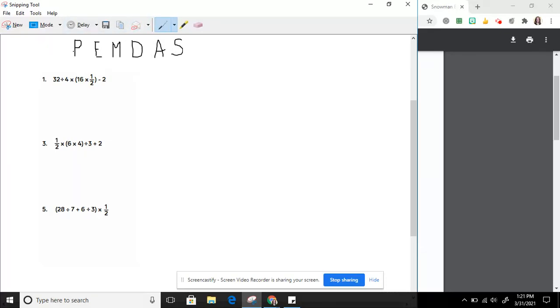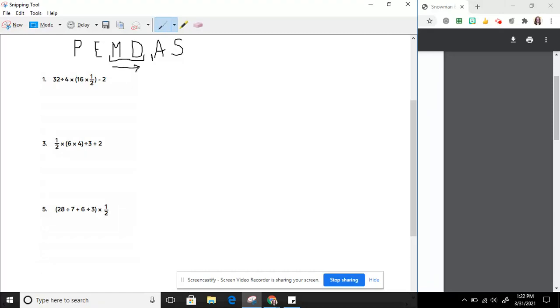First, we do anything in parentheses. Then we move to exponents. Then we multiply or divide. I'm going to box these two, multiply and divide, because these are interchangeable. We always just go left to right. So we don't always have to do multiplication first, then division. It can go division and then multiplication. With multiplication and division, we just move left to right.